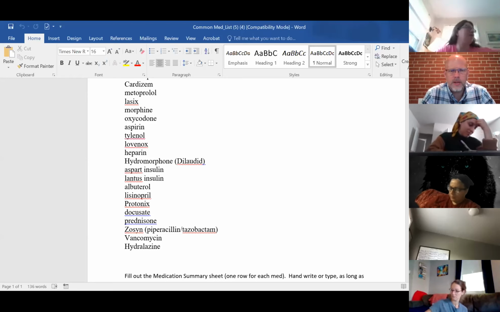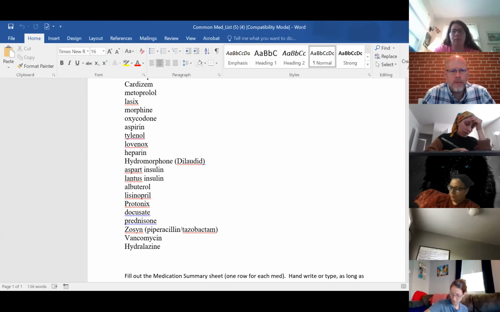Lovenox. Anticoagulant. Usually it comes in a shot? Yes, it'll be an injection. Usually it comes in a preloaded syringe. It's got a weird safety. If you ever have to give it in clinical, make sure your instructor shows you how the safety works. I'm always going to check platelets before I give it. I may look at baseline coags to make sure my patient's not super therapeutic.